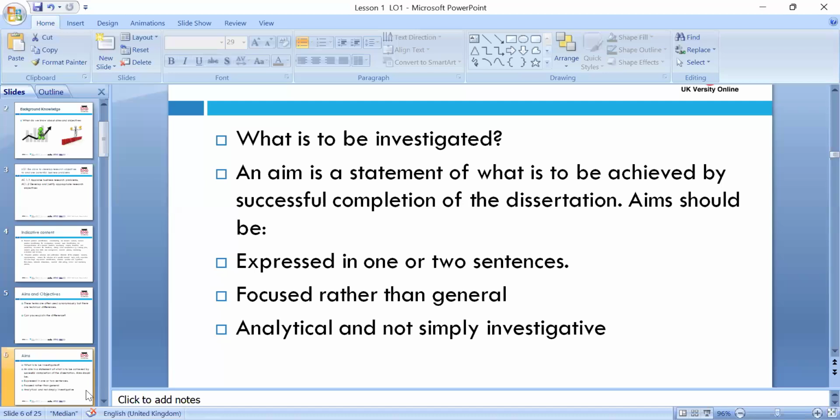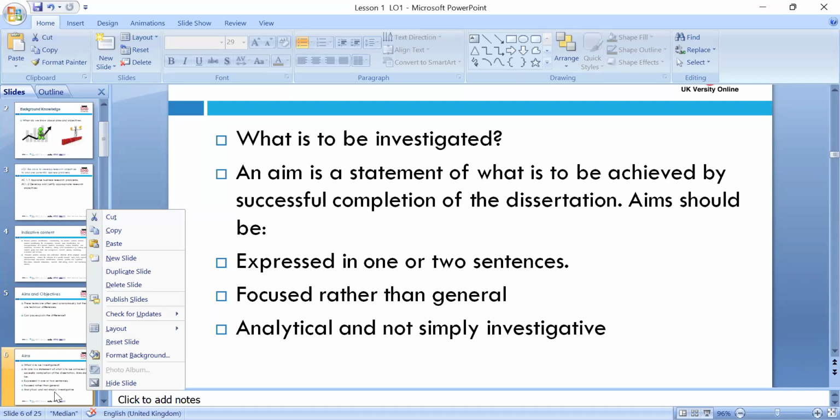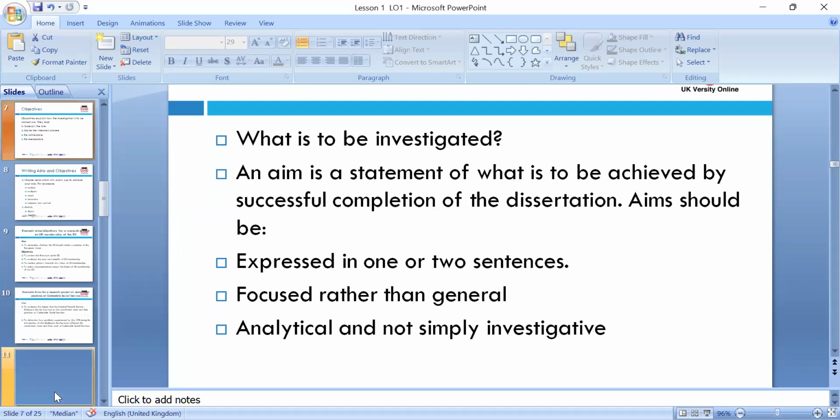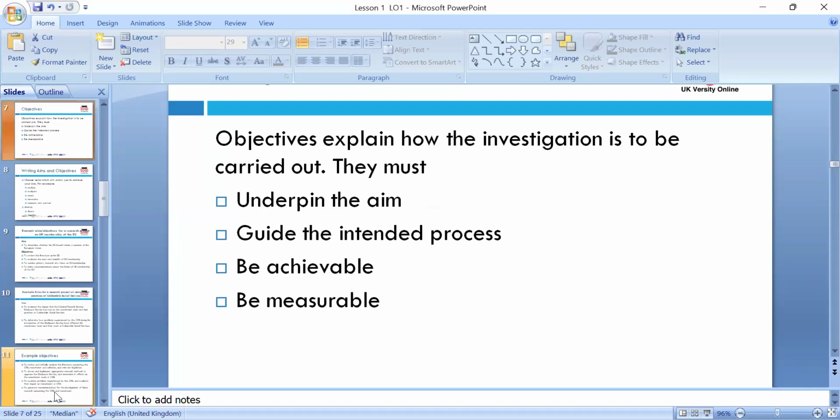Any questions here? Okay, objectives explain how the investigation is to be carried out. They must underpin the aim and guide the intended process.